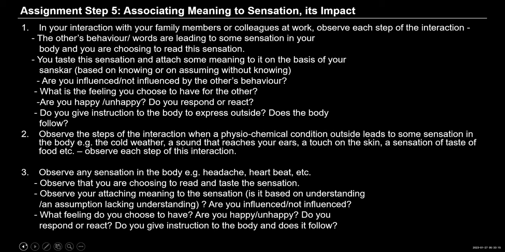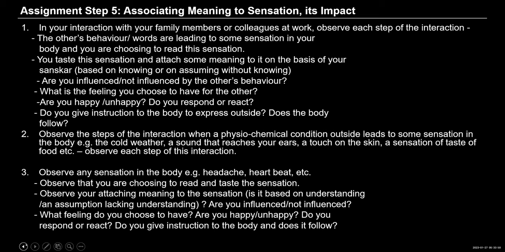In step 4, we were seeing that when I read the sensation, I can see that I am not the sensation. Neither am I in the sensation, but I can observe this sensation from a distance. So the sensation is in the body. I am a distinct entity. I am the consciousness. I am reading this sensation in the body. So there is a distance between me, the consciousness, and the material body.